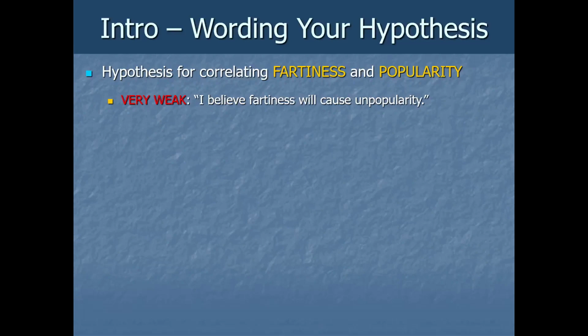Another example, just a silly one. Imagine throughout your introduction section, you're building up to a hypothesis correlating fartiness, like gassiness, and popularity. A very weak phrasing might be, I believe fartiness will cause unpopularity. This is particularly bad because I just said we're looking into the correlation of these variables. So talking about causation here is wildly inappropriate. More inappropriate than farting, scientifically speaking. A better but still weak phrasing might be, I hypothesize people who fart a lot will have fewer friends. And that's fine. It's clearly just correlational, which fits what we'll be doing in the study.